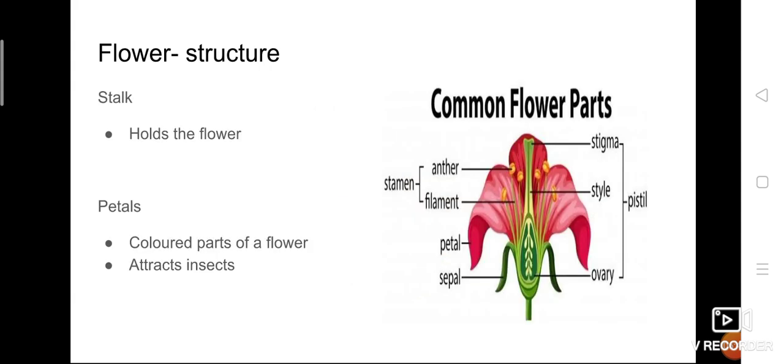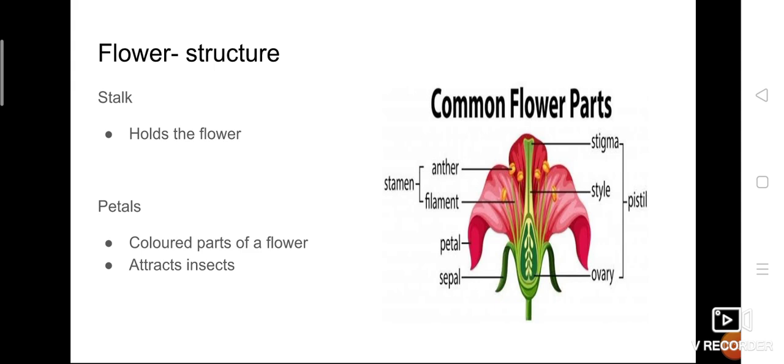Okay, now we are going to see the structure in somewhat more detail. The first one is called stalk. The first one is what? Stalk. Stalk is nothing but the stem part of the flower. What is the main role? It holds the flower.